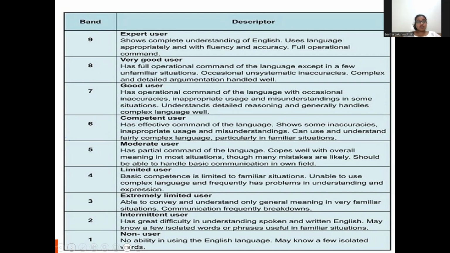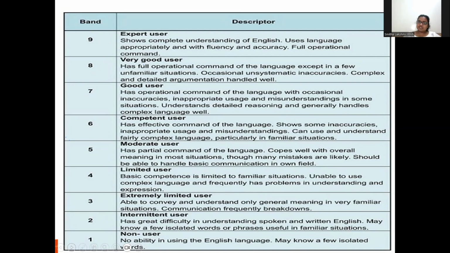If you get a band score of 8, that means you are a very good user who has full operational command over the language, but with a little bit of inaccuracy, and you can use complex sentences as well. If you get a band score of 7, that also means you are a good user. You have an operational command over the language, you can understand it and generally handle complex sentences as well, but there are some misunderstandings in some situations.